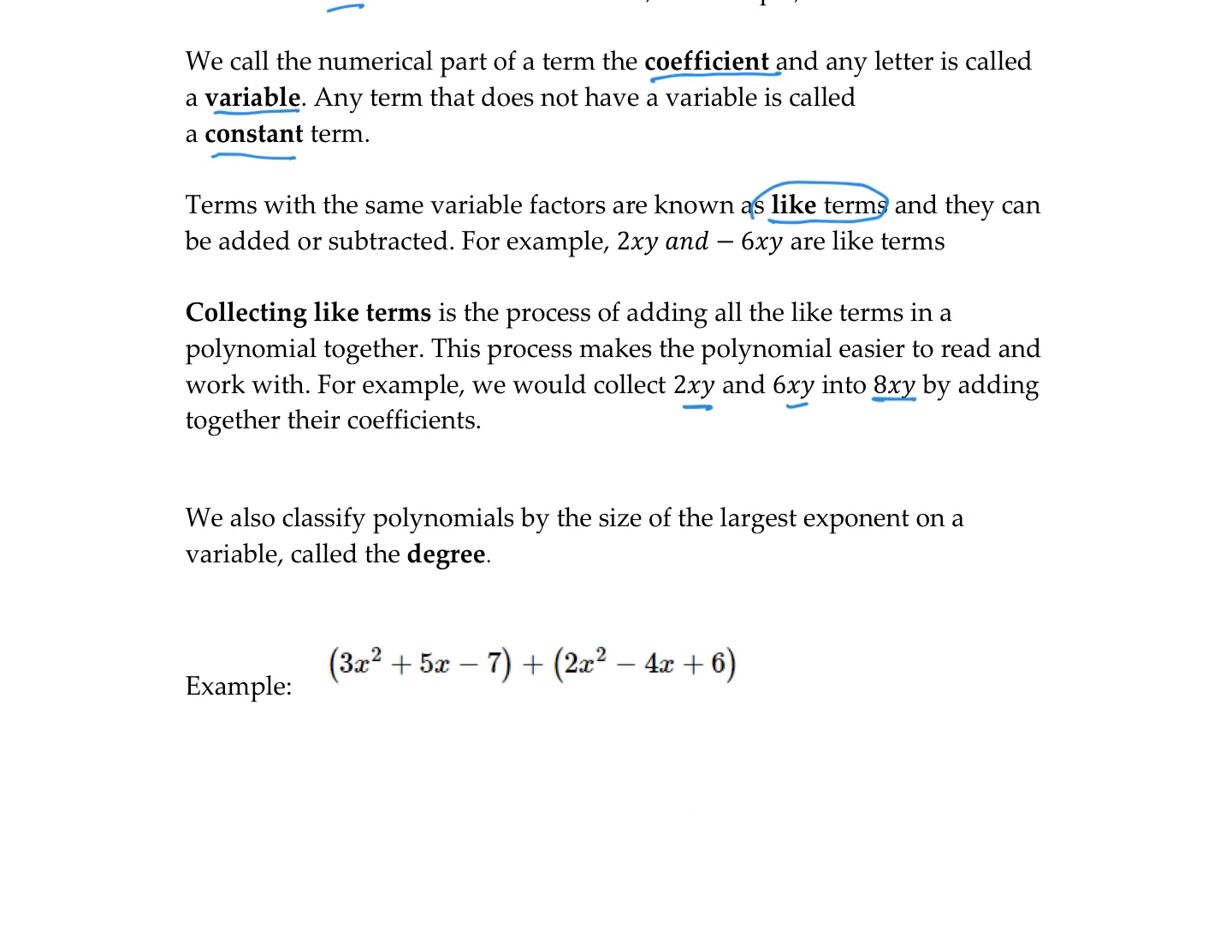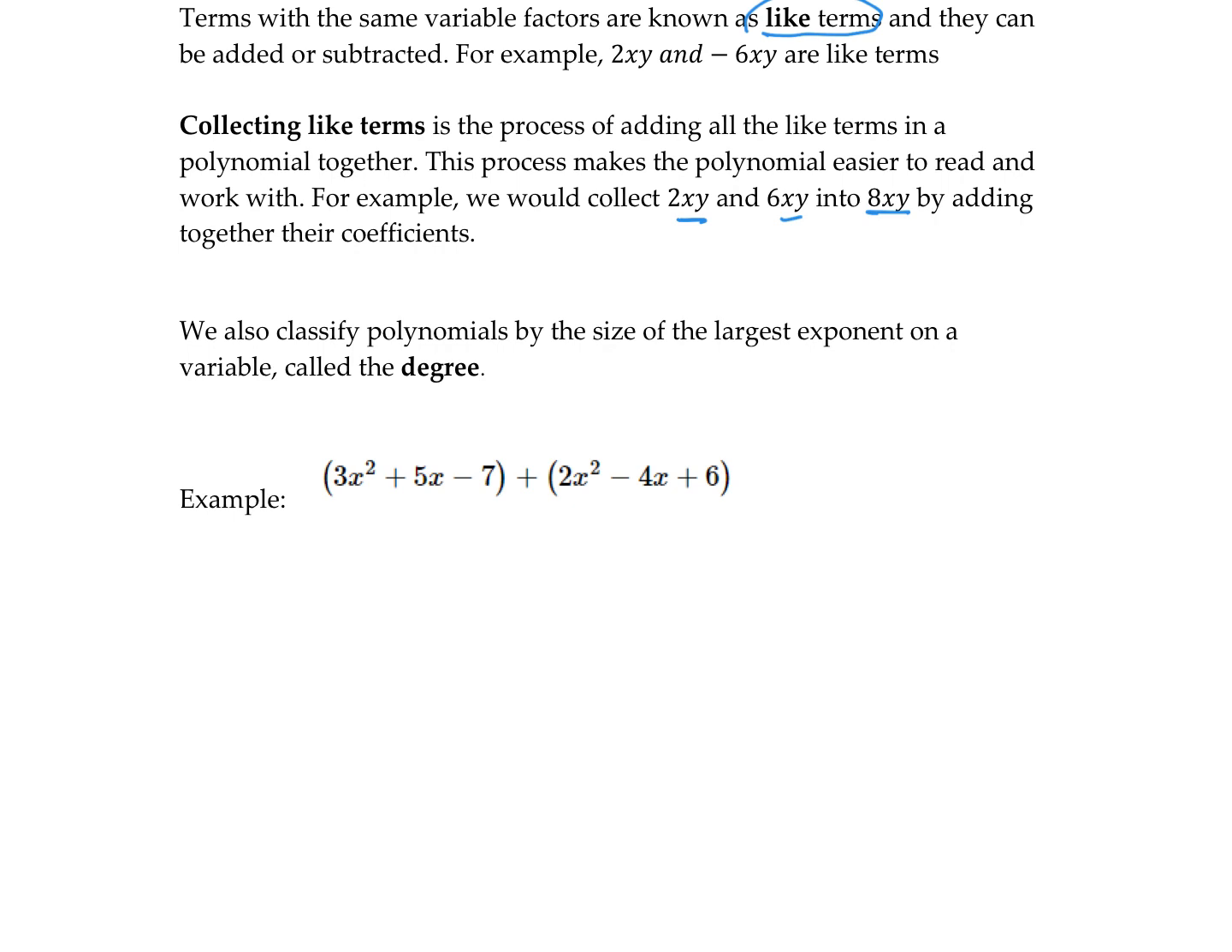We also classify polynomials by the size of the largest exponent, which would be called the degree. So generally, we like to write our simplified expressions in descending order, which means we start with the highest degree first, and then we go down. If you don't write it in descending order, it's not wrong. It's just that's generally the way you'll see your solutions. They'll be written in descending order, so highest degree first.